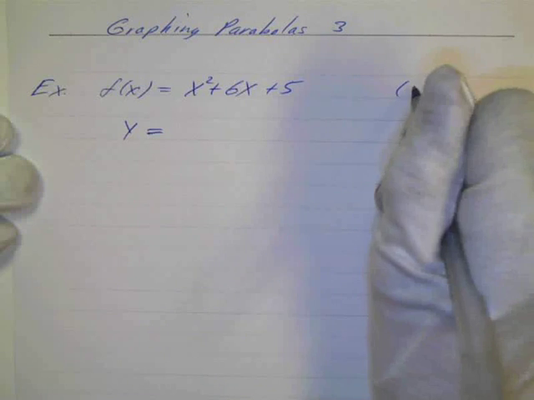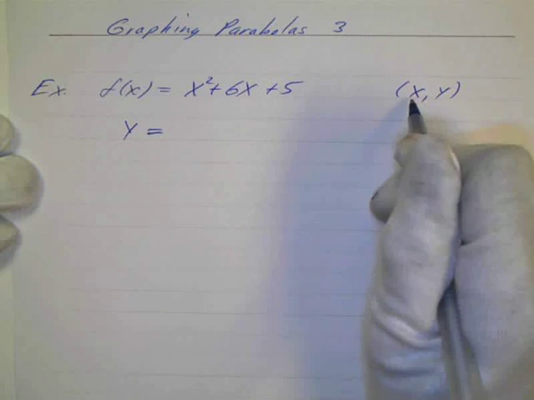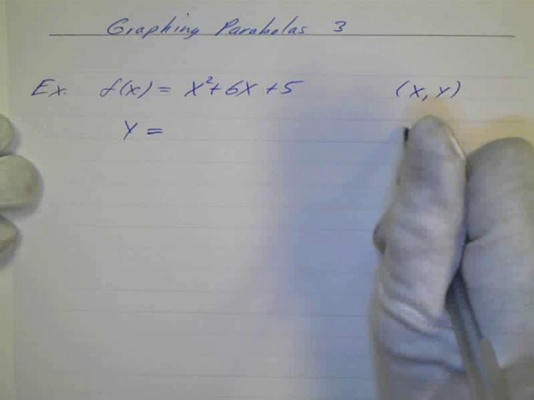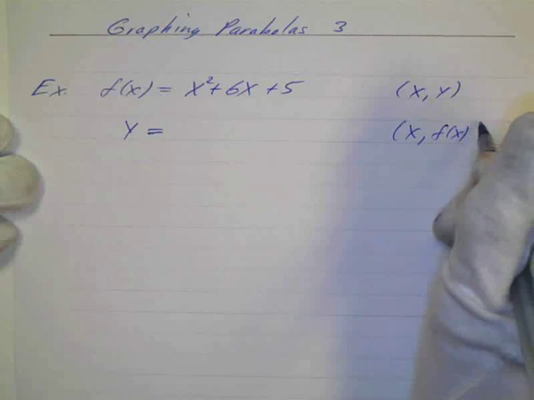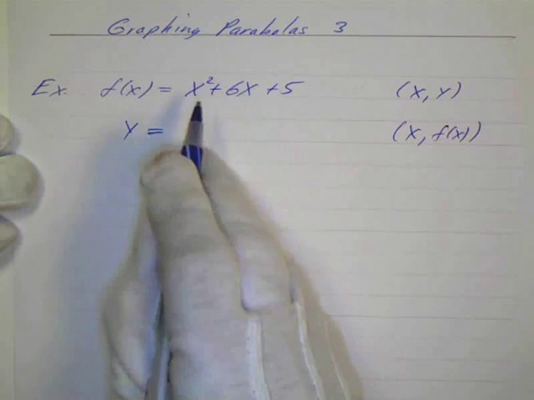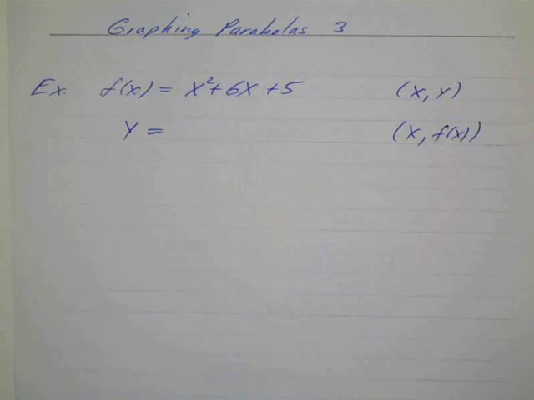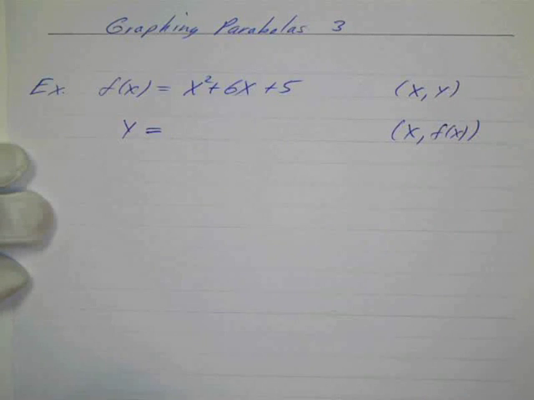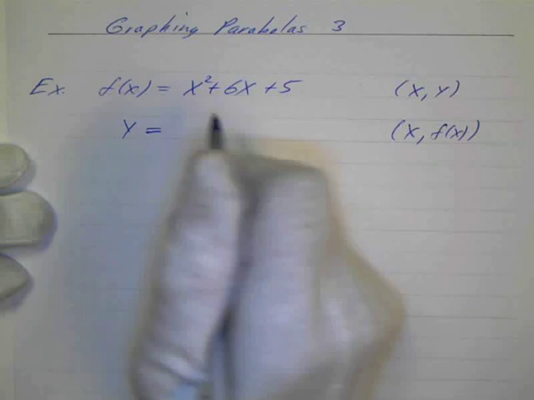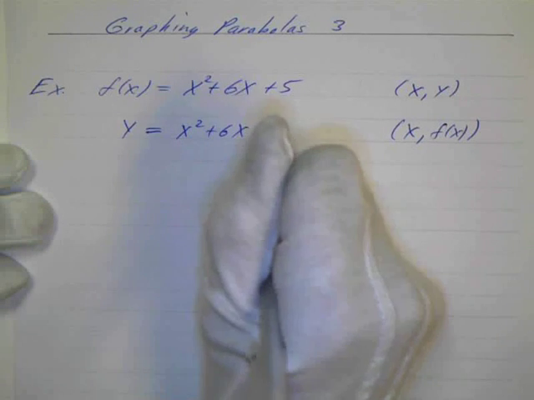In other words, our points are usually x, y. X is the horizontal position, and y is the vertical position. Instead of writing y, we can write f of x. It's the rule that gives you the vertical position. This is the rule: something squared plus 6 times something plus 5. That something is our independent variable coming from the domain, and the whole thing, this value, is the range, or part of the range. So we can also write this as y equals x squared plus 6x plus 5.